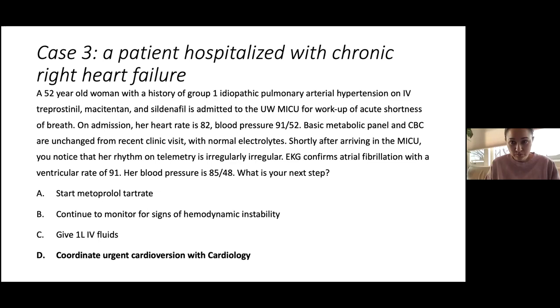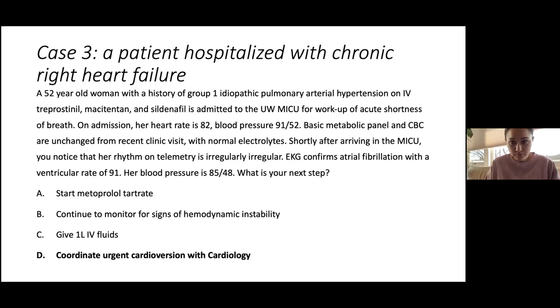And someone with a normal heart, it might have been giving 1 liter of IV fluids. I mentioned that the patient is preload dependent. And so acutely, if you're unable to coordinate cardioversion promptly, then giving IV fluids may help. But once again, we talked a little bit about why that's not a good long-term solution.